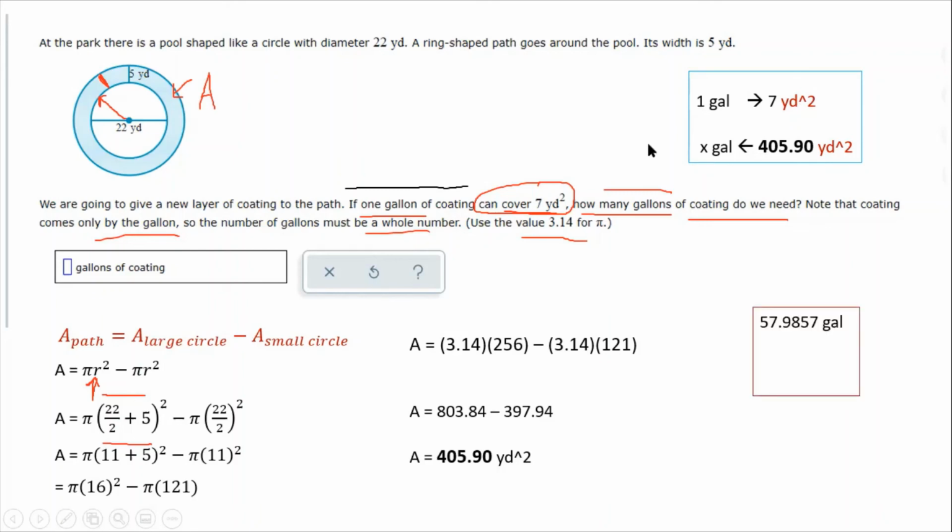The number of gallons, if we do the operation, will be 57.9857. But if we remember, the restriction says that coating comes by the gallon, so we will need to round to the next higher number. That will be 58 gallons.